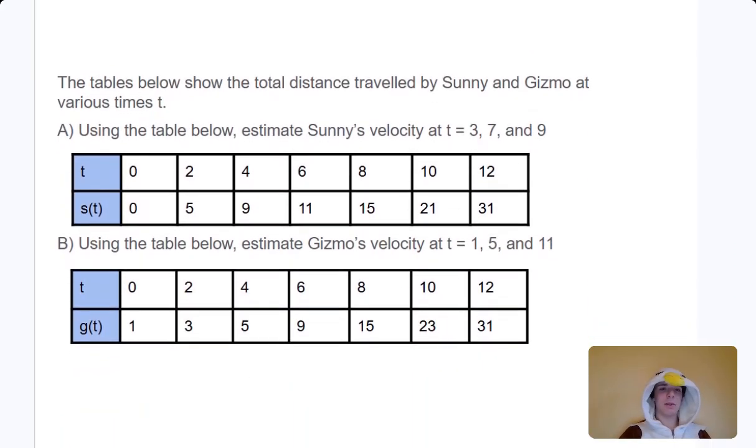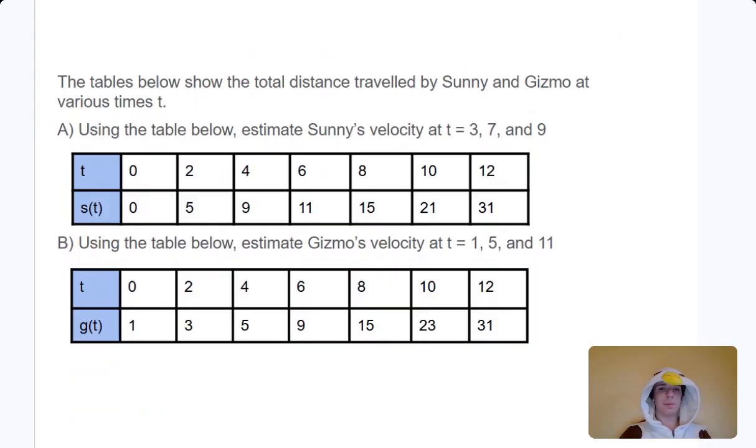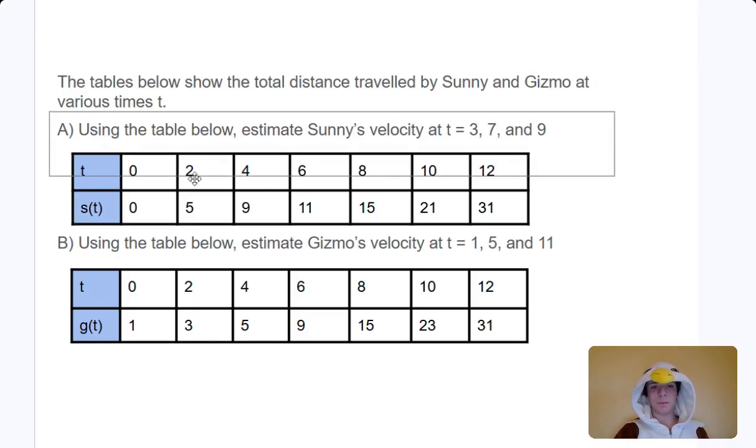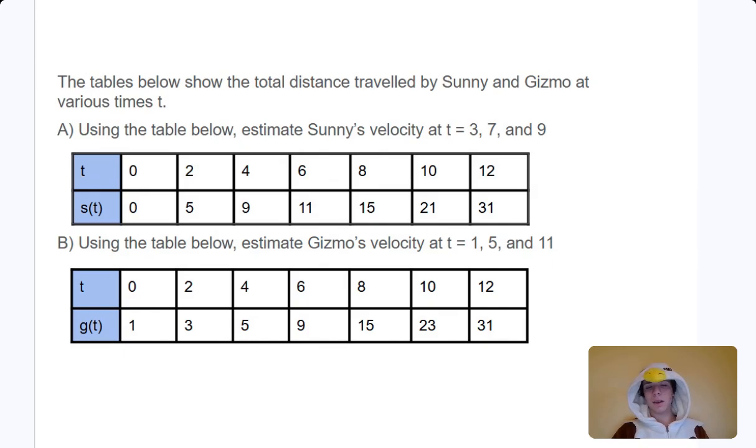The tables below show the total distance traveled by Sunny and Gizmo at various times t. So there's two different parts to this. Using the table below, estimate Sunny's velocity at t equals 3, 7, and 9. So we have this table of Sunny's position, and we want to find her velocity. We want to find 3. So 3 is right in between 2 and 4, and the interval from 2 to 4 is pretty small.